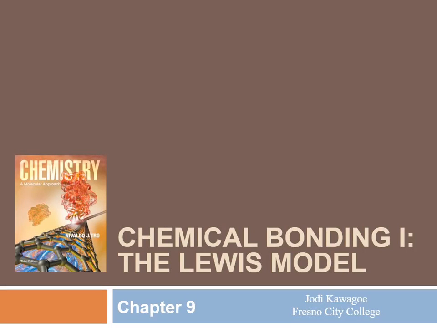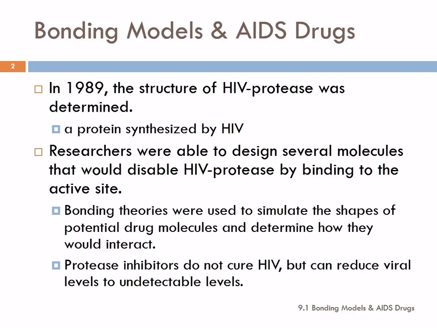Okay, chapter 9, we're talking about chemical bonding. In this chapter, we're talking about the Lewis model, and then in the next two chapters, we're going to talk about different models for bonding.